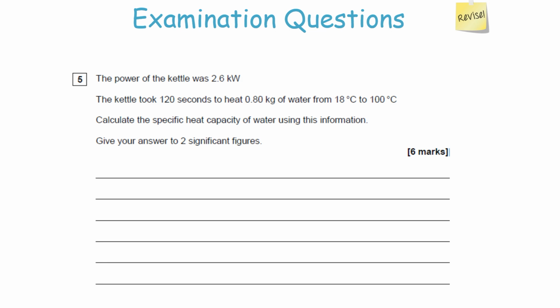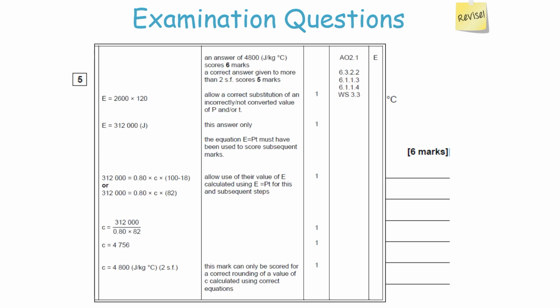So the first thing you need to do is work out what our energy is going to be. Now, we're not actually given energy in this question. We're actually given the power and the time. Now, you've got to remember that energy is equal to power times by time. If we look at the values, we're given our power in kilowatts, so we've got to convert that into watts. So it's going to be 2,600 watts, because kilo means times 10 to the 3 or 1,000, times by 120 seconds. That gives us an energy of 312,000.